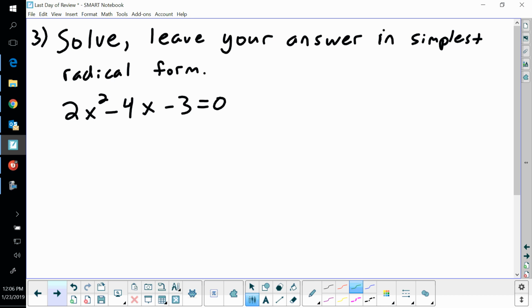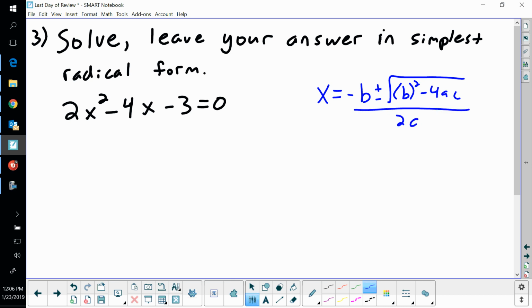So here's our next one. We're going to solve this, and we're going to leave our answer in simplest radical form. So the fact they told us simplest radical form, that is a clue that we should be using the quadratic formula. Go right to your reference sheet, and you have the quadratic formula. The one thing we want to add is we want to put our b in parentheses and then squared. But other than that, you'll just copy it right from the reference sheet.